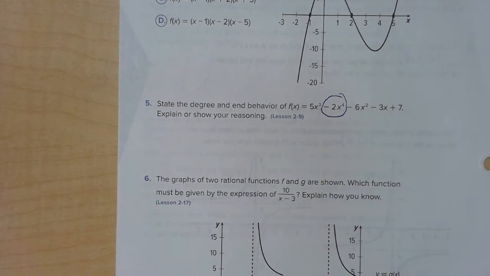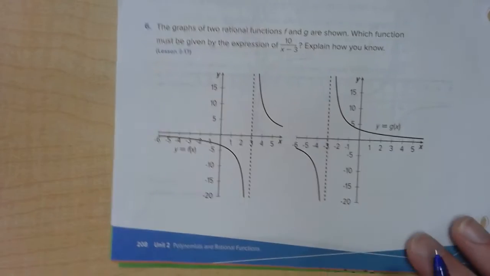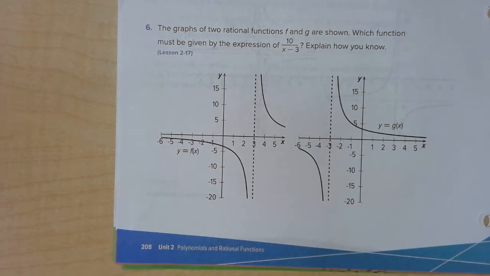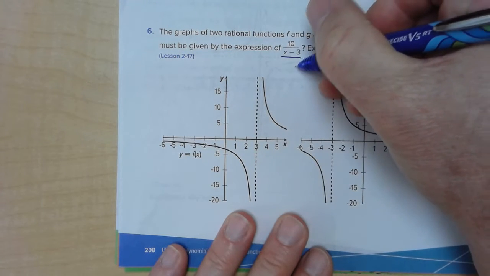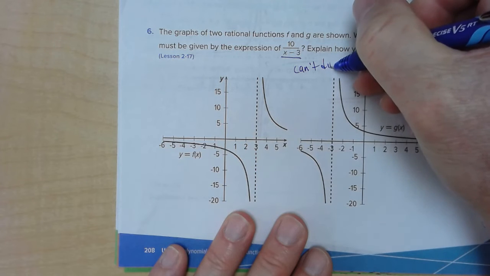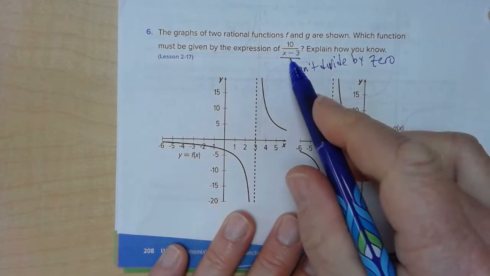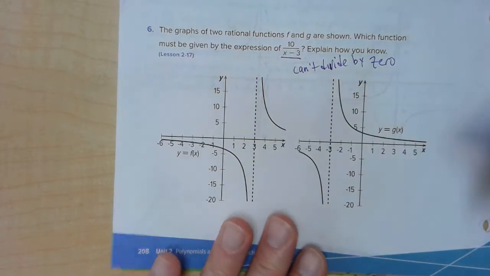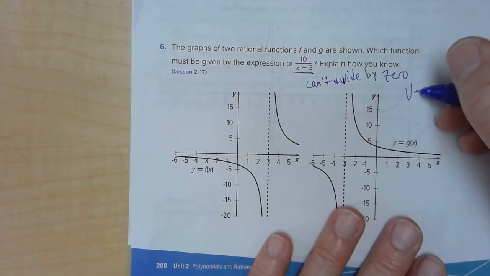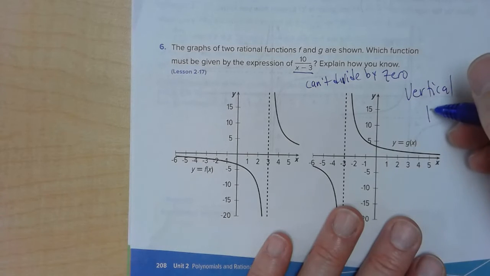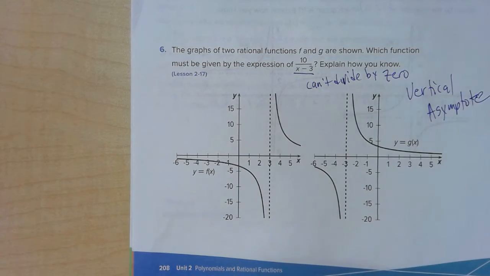Right, so there it is. That's your leading term. So what does that mean? And then down here, these are vertical asymptotes. And vertical asymptotes are created by dividing by 0. So you can't divide by 0. Right? So what number would be an issue there? What minus 3 is equal to 0? And then that's going to be the graph, right? So this would be for your vertical asymptote. All right, so there we go.